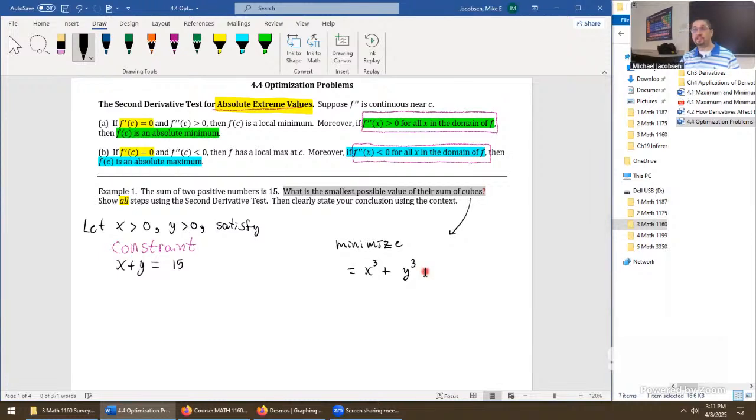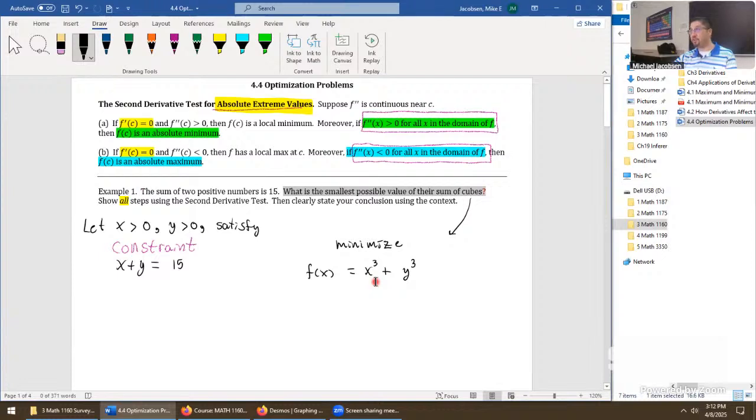One thing we should do here is that all of our optimization methods depend on a continuous and differentiable function. So let's declare a function immediately. f of x is going to be the sum of cubes. So we're minimizing f of x. This makes it feel like a question just like in section 4.2. We're using the second derivative test to minimize that.